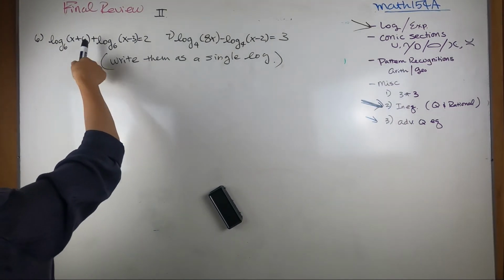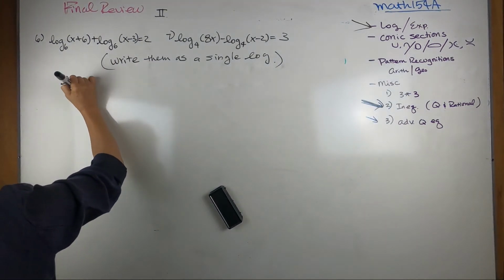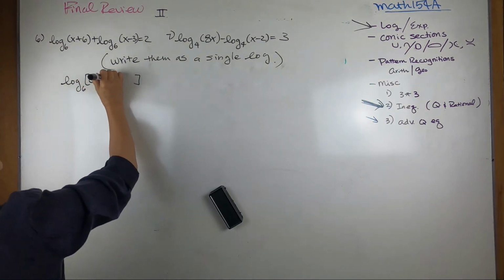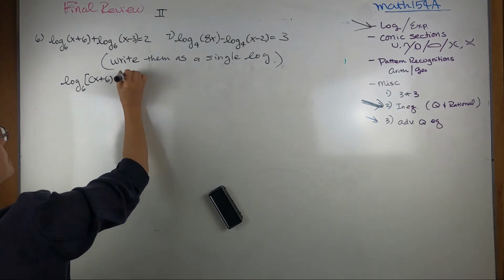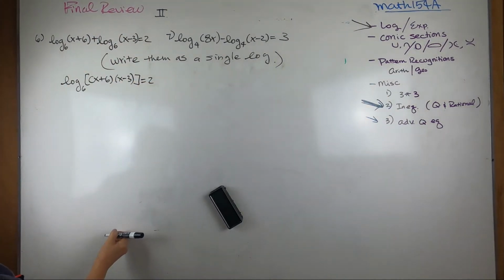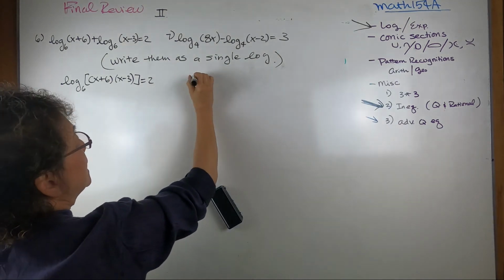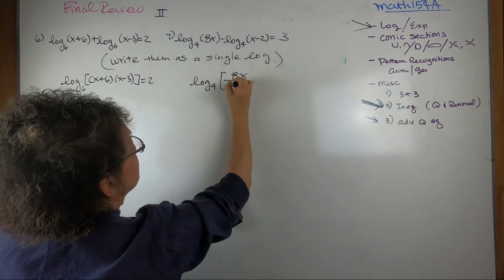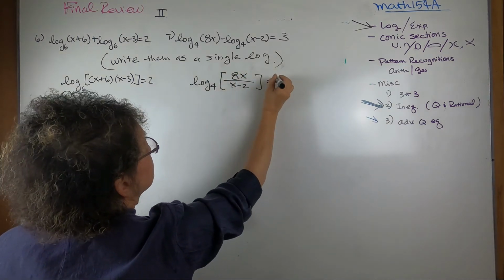So combine: if it's plus with the same base, what do you do inside? We say you multiply them, right? How do you add the logs? We need to do that, right? If subtract, what should we do? We should divide inside. Remember that?